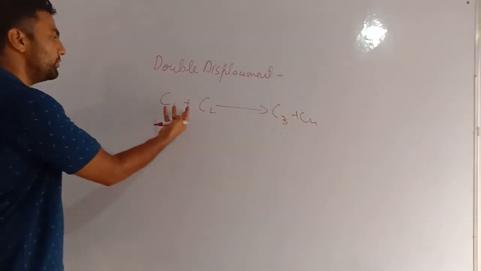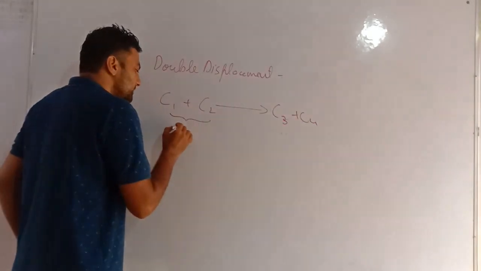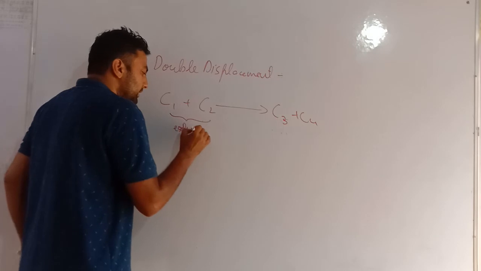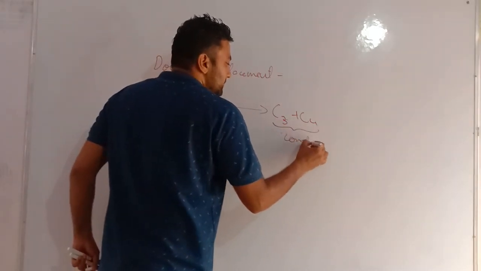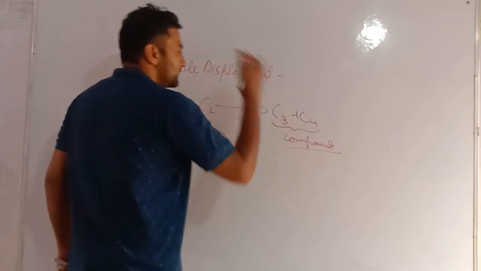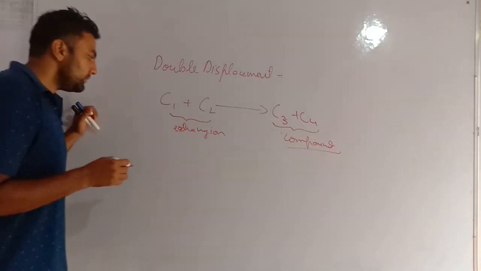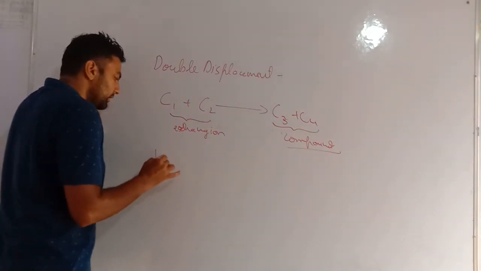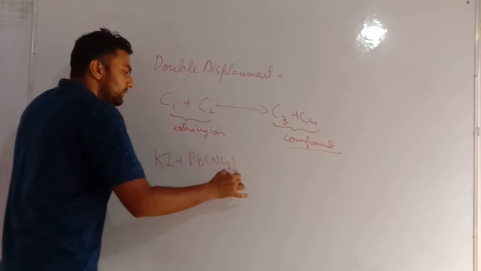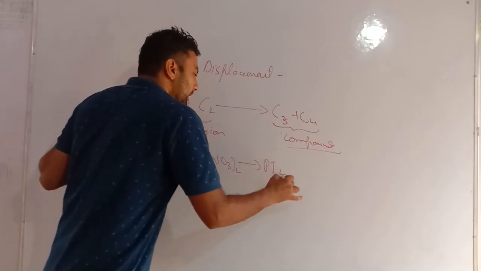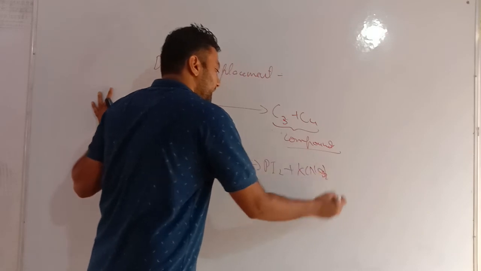When any two compounds react and exchange elements, or rather exchange ions, and we get two new compounds, such a reaction is known as a double displacement reaction. For example, potassium iodide and lead nitrate give us lead iodide plus potassium nitrate.